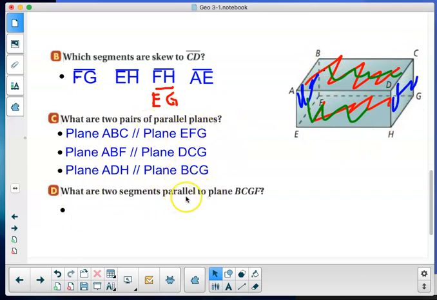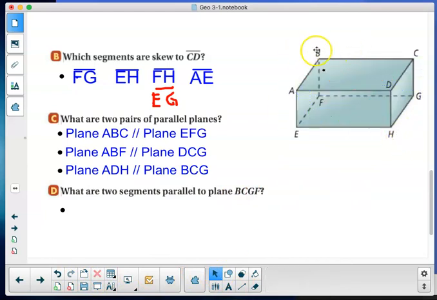Now, what are two segments parallel to plane BCGF? Two segments parallel to plane BCGF. So let's find BCGF, this is the plane, two segments. Well, two segments that are parallel to that plane are in a plane parallel to the plane. So for BCGF, the segments that would be parallel to it are residing in the plane that is parallel to that, so ADHE.